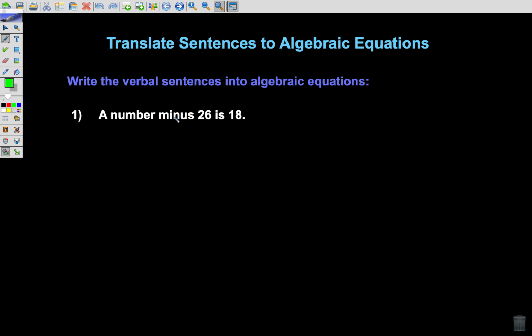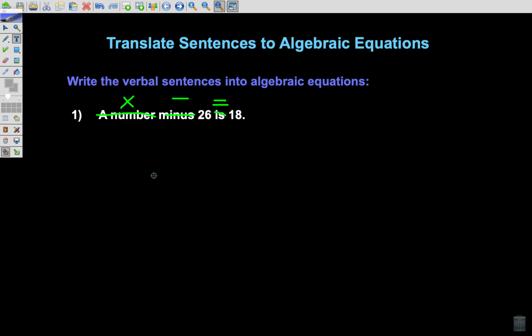So, a number minus 26 is 18. Well, we don't know what the number is, so what I suggest is we cross out the words "a number" and we make it a variable. We can call it x. So x minus 26 is 18. "Is" is always an equal sign. Minus, of course, is a minus sign. Now you reread it: x minus 26 equals 18. And that's what we type up.